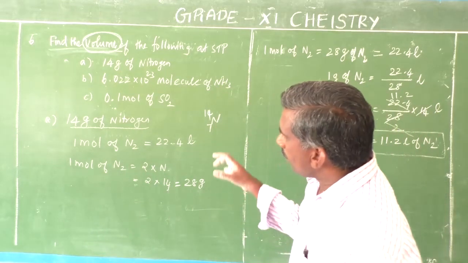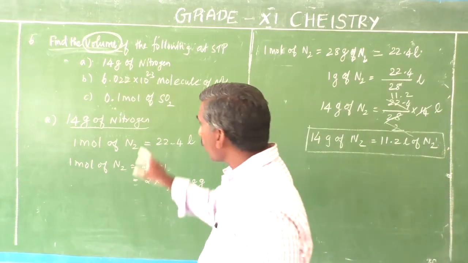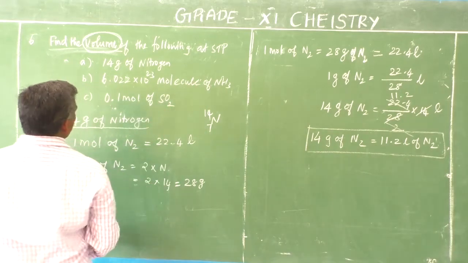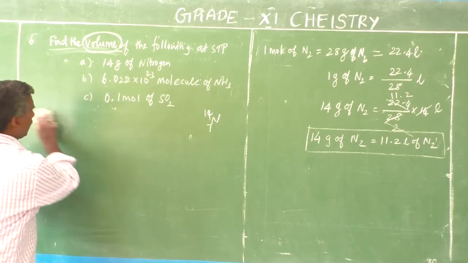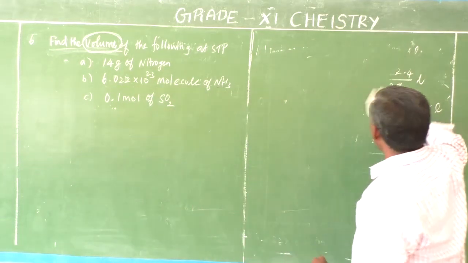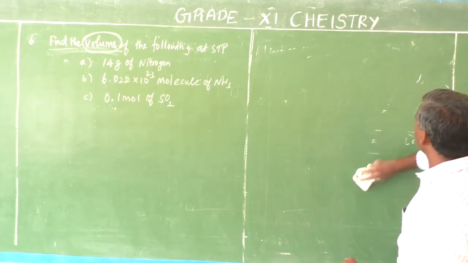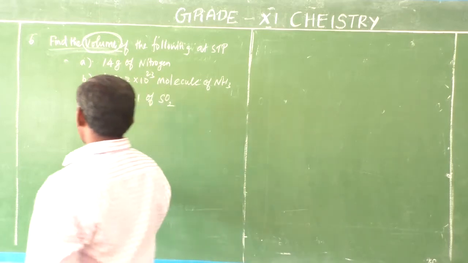Here the mass is given, and we find the volume. Second, the number of molecules is given, and we find the volume. All these questions end with finding the volume. Here in the second question, molecules are given. Very easy question.